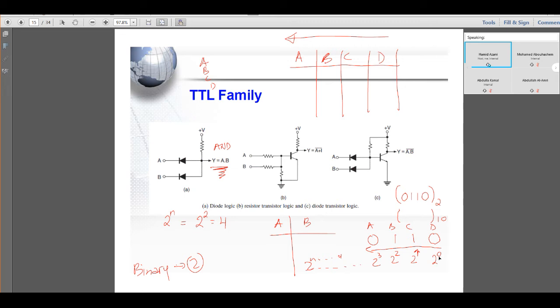So 2 to the power of 0, or anything to the power of 0, will be 1, and this one will be 2, then 4, and then 8. Now that's the third step. The fourth one is to multiply this by the number itself. So 1 times 0 will be 0, 2 times 1 will be 2, 4 times 1 will be 4, and 8 times 0 will be 0. The last step is to add them. If you add them, you will end up with 6. So this one represents 6 in decimal.